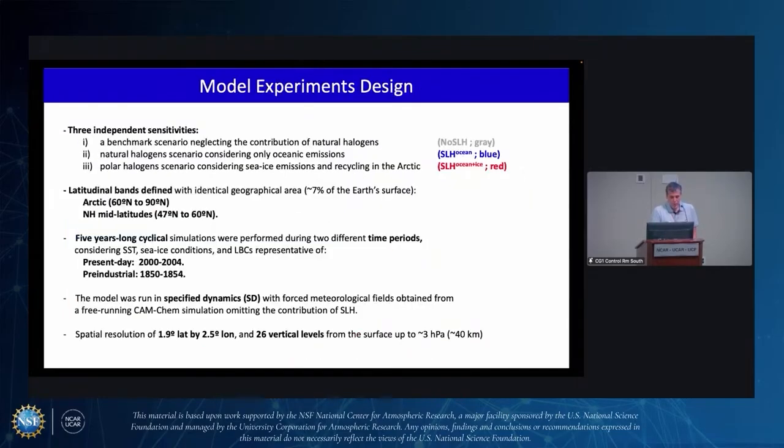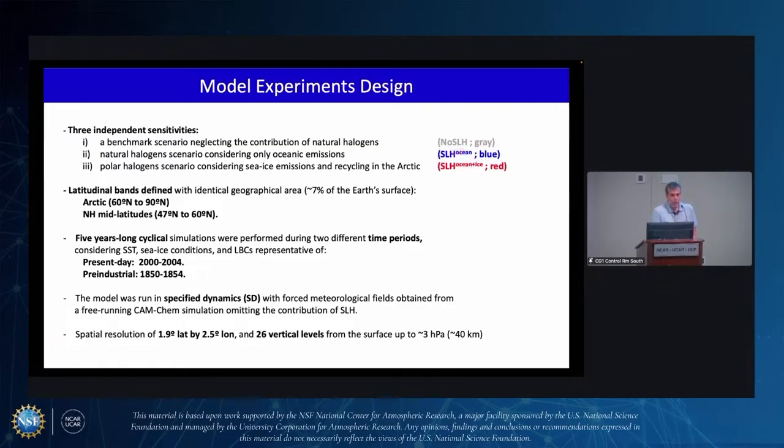So these are our model experiments. In the next results, I will always show the no halogen simulation, that means the standard CAM-Chem chemical mechanism, in gray. Whenever we add halogens, that's a typical configuration that we usually work with, we include the oceanic emissions, which will be shown in blue. And when we consider both the oceanic plus the sea ice emissions, I'll show those results in red.